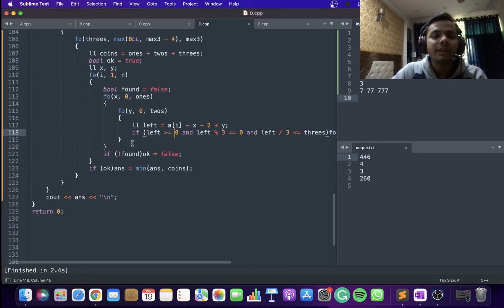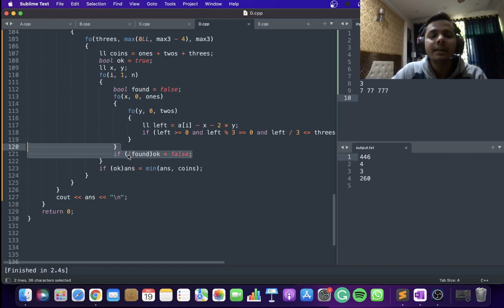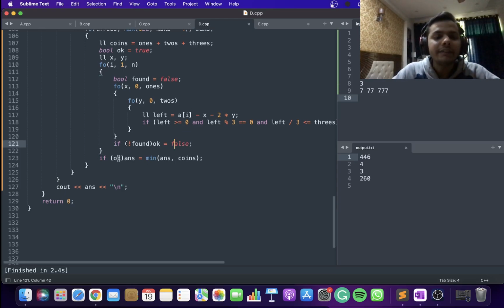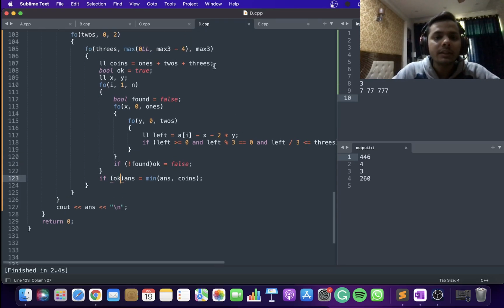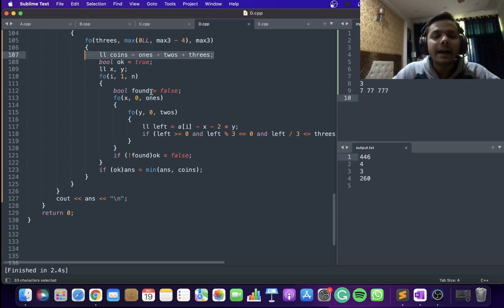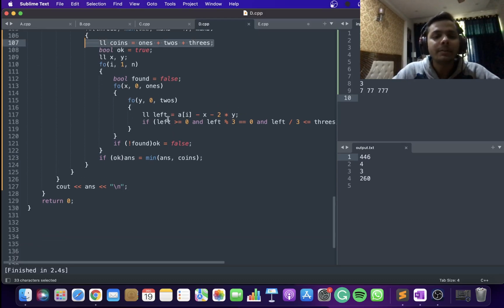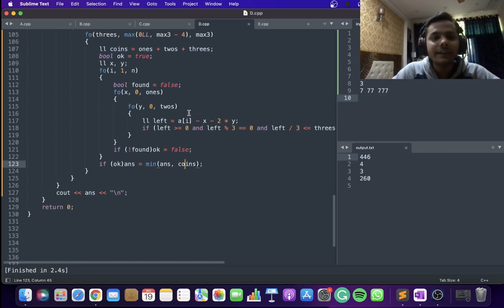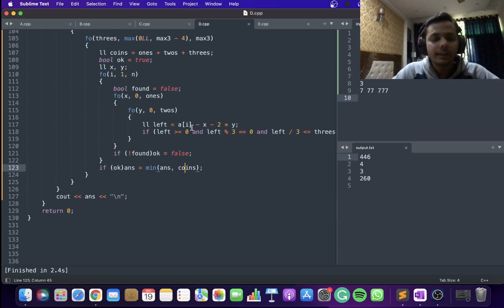And if I have not found a valid match, then I can just set ok equal to false. And what that means is that I will not be able to make the ith item exactly, and so my ok will be false. So finally, if I am ok, that means that using this number of coins, I have successfully made all the items exactly, right? So I can just say answer equals the minimum of answer and coins. And if I do that, finally I will be left with the correct answer.